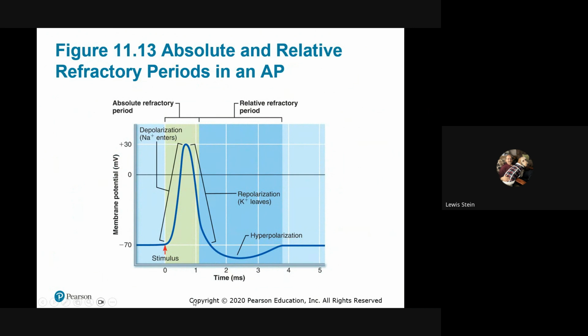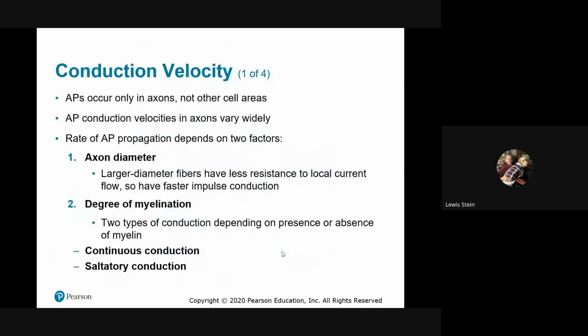And so graphically, you can see in a nerve, we're talking about a millisecond for the absolute, and maybe a total of not quite 3 more milliseconds for the relative refractory period. That's tiny comparatively. In the nervous system, maybe not so much. Again, much more dramatic in the heart.